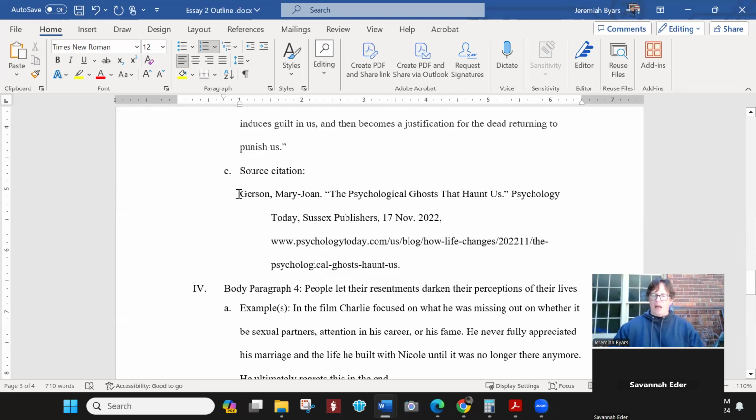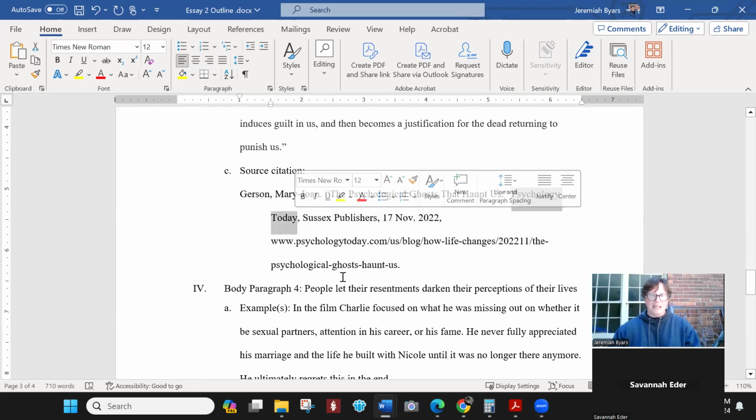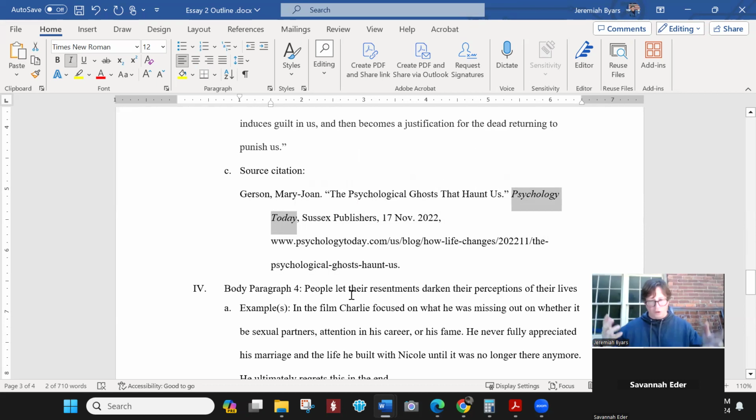Here, I want to make sure everyone had their citations. I didn't take points off for them being written incorrectly. That's something you need to fix and make sure you notice when you write your paper. So for example, this one, Psychology Today is not in italics, as you just need to make sure you do when you write your paper.